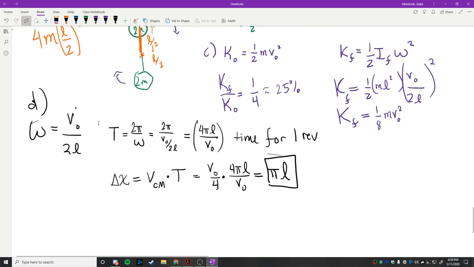You guys have a Mastering Physics problem that's extremely similar to this problem, by the way, except I think it involves two ice skaters that are running at each other. So it's a little bit different, but it's pretty similar to this.